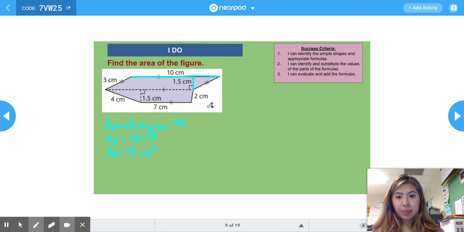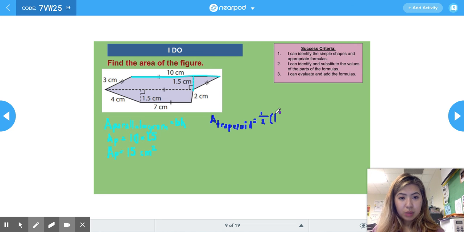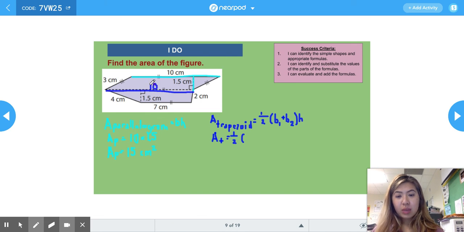Next, I'm going to find the area of the trapezoid. The formula for the area of a trapezoid is half times base 1 plus base 2 times height. So since this base length of the parallelogram is 10, I know that this right here will also be 10, which is part of one of the bases of the trapezoid. And then the second base of the trapezoid is this 7 right here.